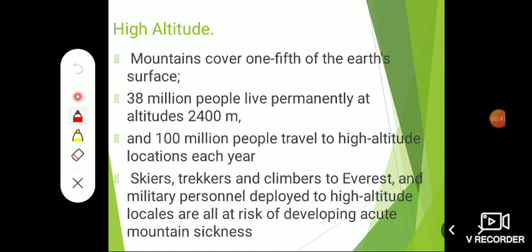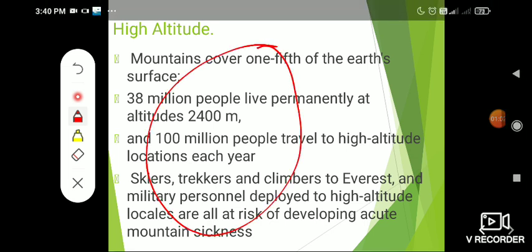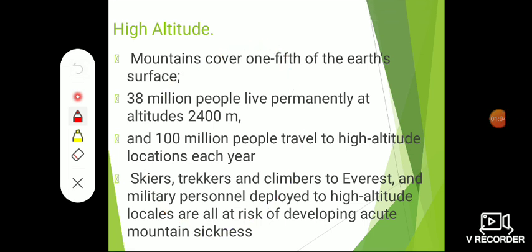Apart from this, there are skiers, trekkers, climbers to the Everest, and especially our military personnel deployed to high altitude. Non-locals are at risk of developing acute mountain sickness. So due to this chunk of population, we should know the physiological effects of going to high altitude.